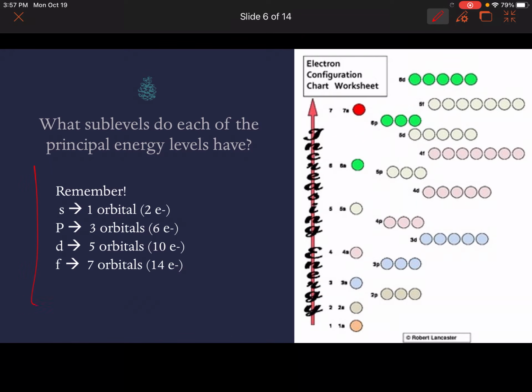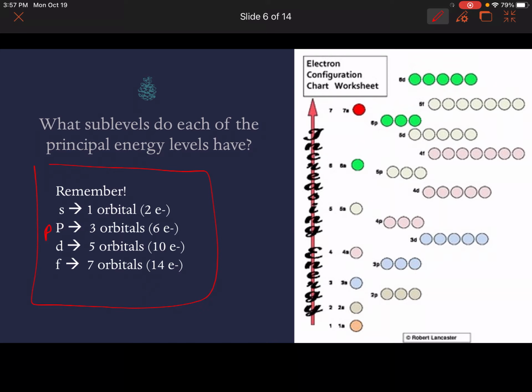Just as a review, from what we learned the other day, the sublevel s has one orbital. And remember, each orbital can hold 2 electrons. p, sorry, this should be a lowercase p there, has 3 orbitals, holding up to 6 electrons. d has 5, and f has up to 7 orbitals.